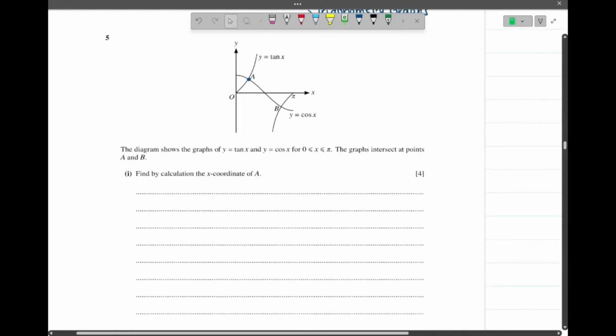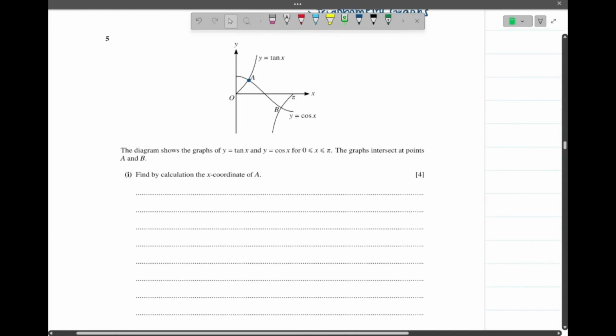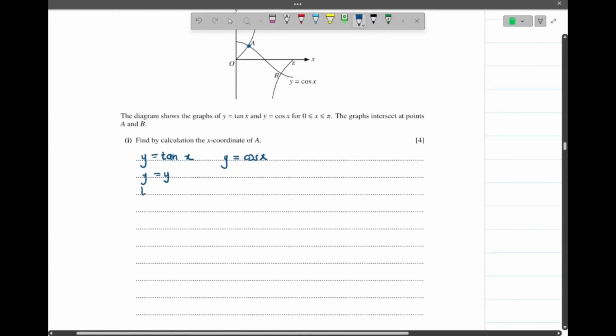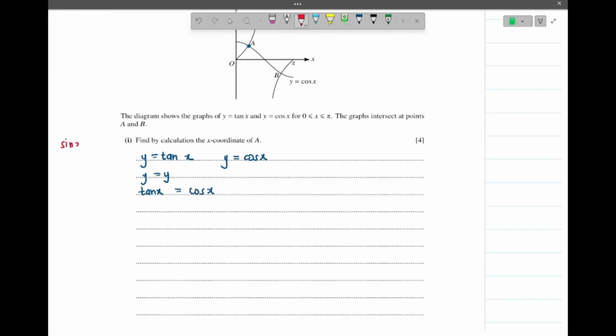In order to find a point of intersection, you will see that it is formed by these two graphs, y equals tan x and y equals cos x. So if I do y equals y, that's going to be tan x equals cos x. You are aware of the identity sin x over cos x equals tan x. So instead of tan x, I can write sin x over cos x equals cos x.